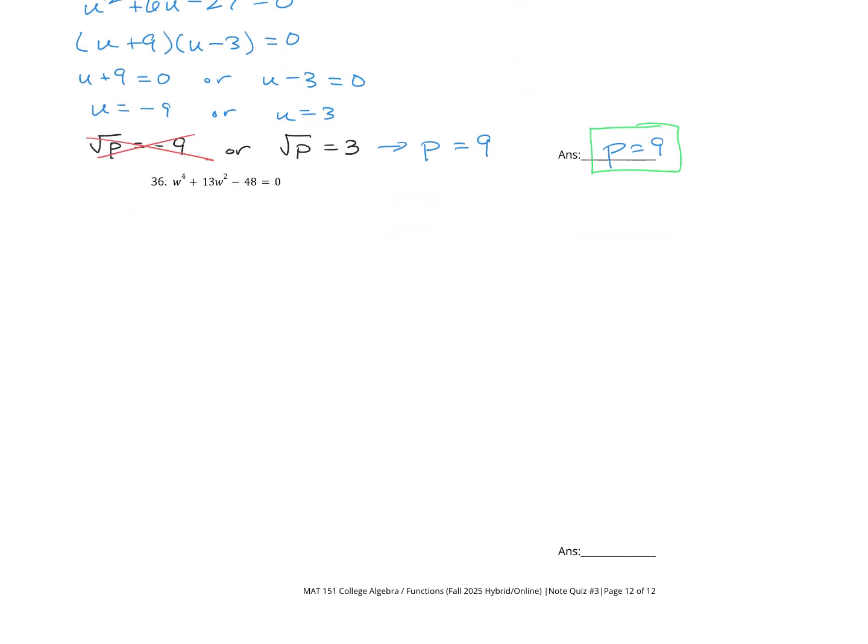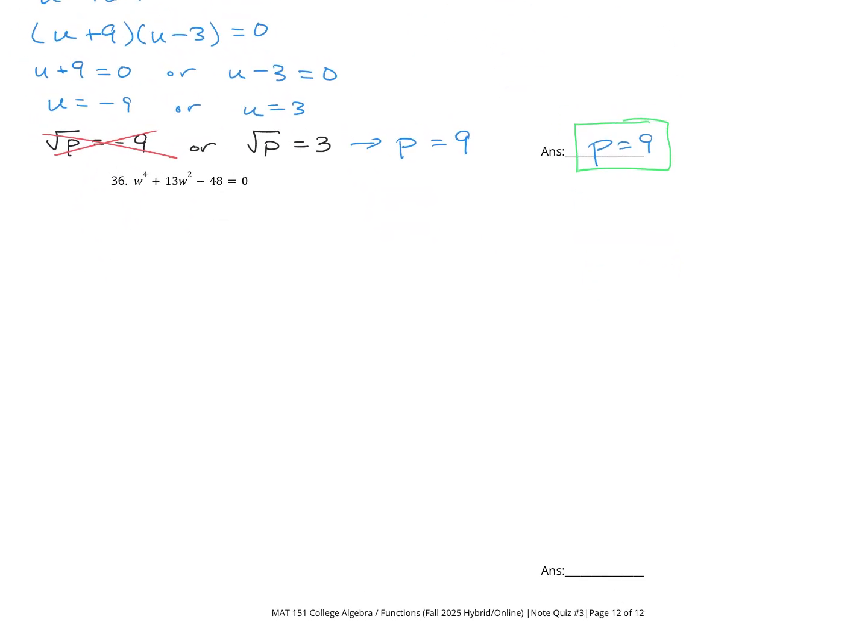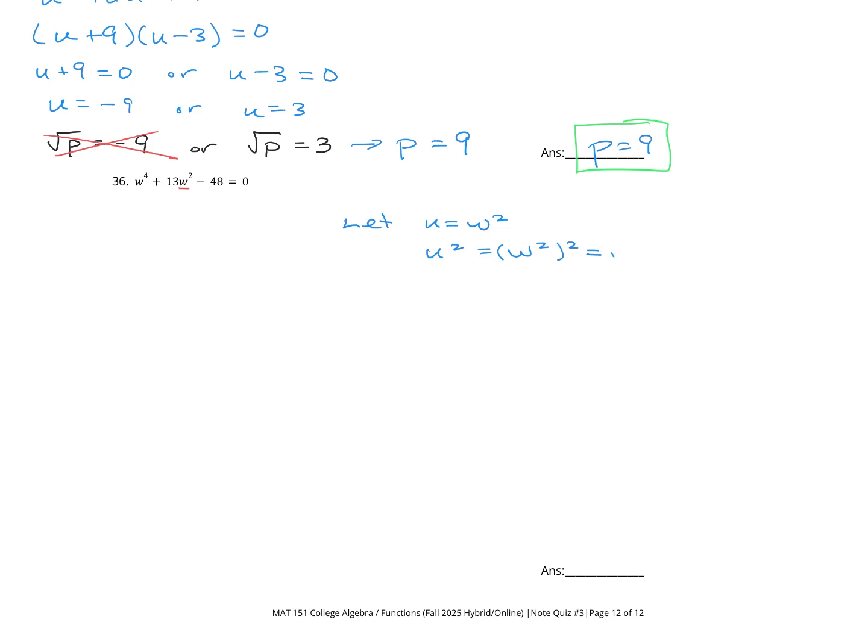All right, finally, the last problem. It's been a lot of time to get here, hasn't it? So what we're going to do next is use that same substitution idea. This time around, I'm going to pick my u to be w squared. So I'm going to let u equal w squared, and then u squared is w squared squared. And when you raise a power to a power, you multiply. 2 times 2 does make 4.